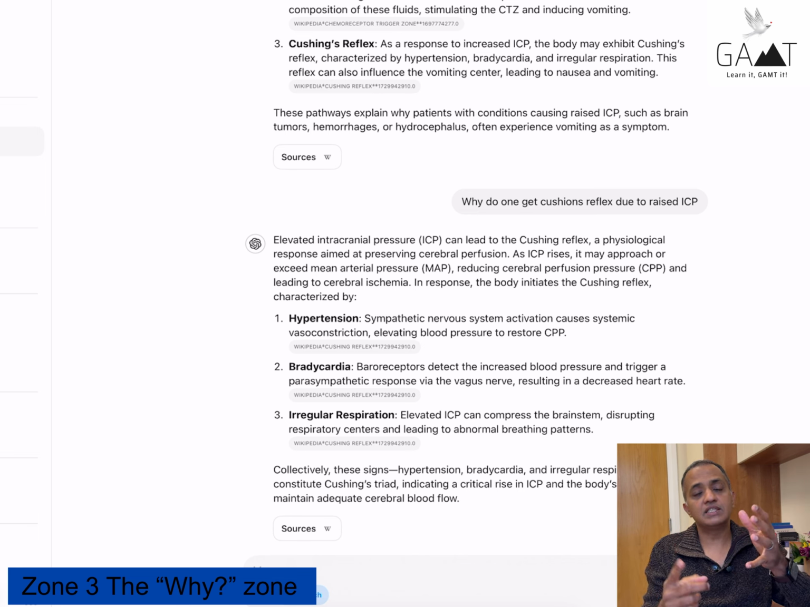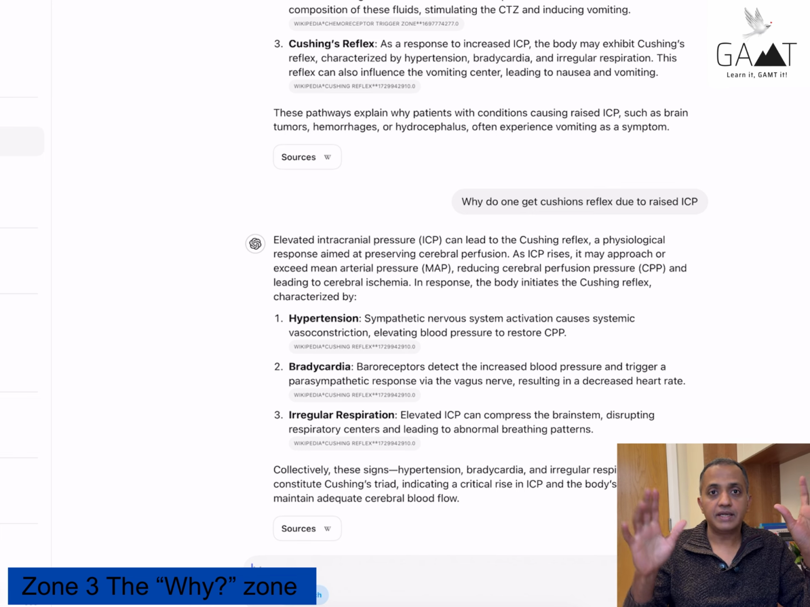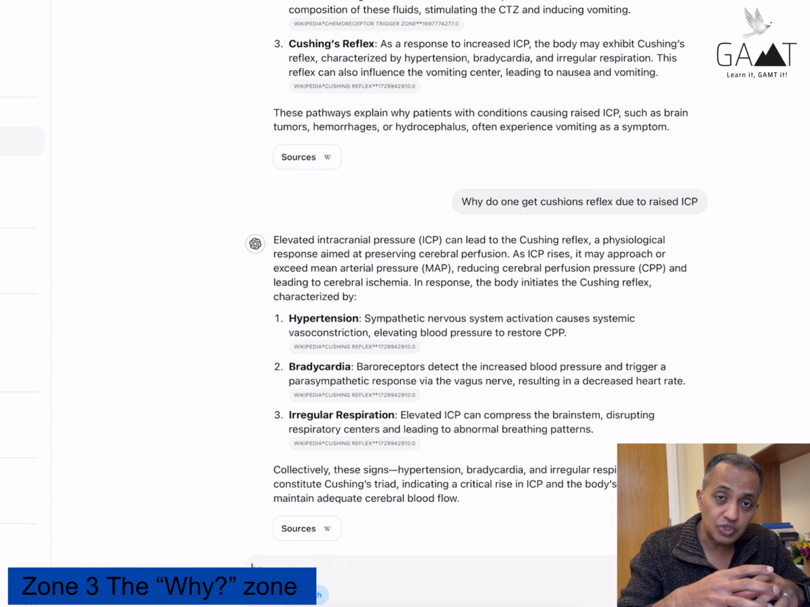Okay, so hypertension, I can understand: the brain is trying to increase its blood flow to compensate for the cerebral perfusion pressure loss. And then bradycardia, okay, the sudden increase in pressure causes the bradycardia, understood. And then you have irregular respiration. Why do you have irregular respiration? ICP can compress the brainstem. Again, everything comes down to compressing the brainstem. So when you compress the brainstem, there are respiratory centers, there are vomiting centers.